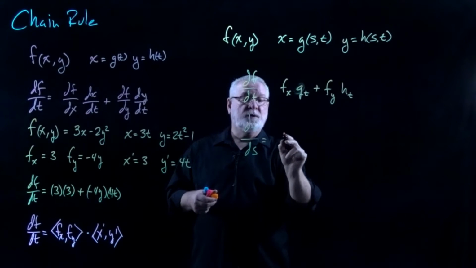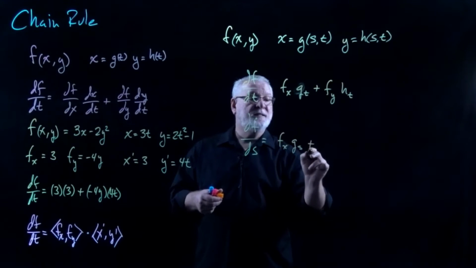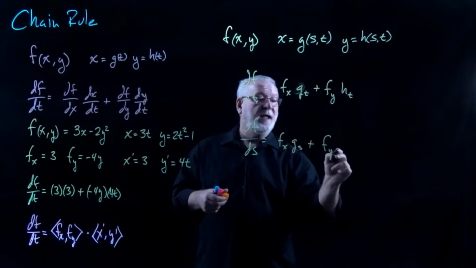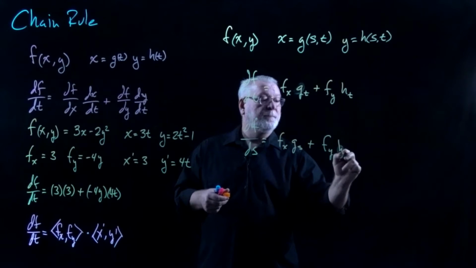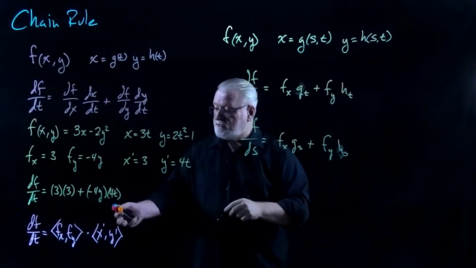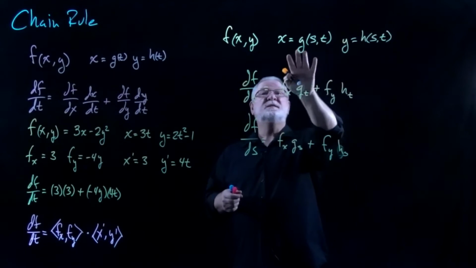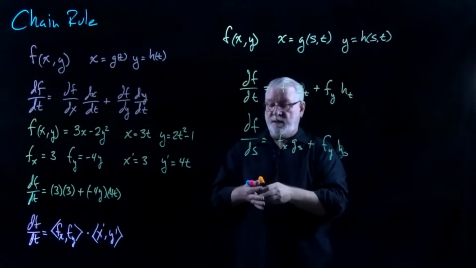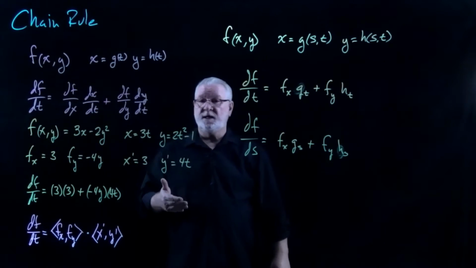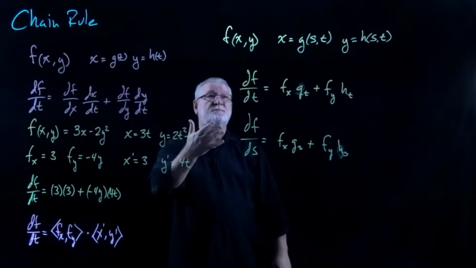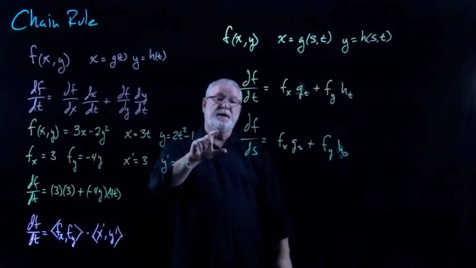And this one will look similar. It's fx, and now it'll be gs, plus fy and hs. And once again, I could list these in this vector notation over here. So you can see, no matter how complex the original function or its deeply embedded parameters go, the chain rule provides us with some really easy applications of finding derivatives from the explicitly stated functions rather than having to dive too deep within substitution.